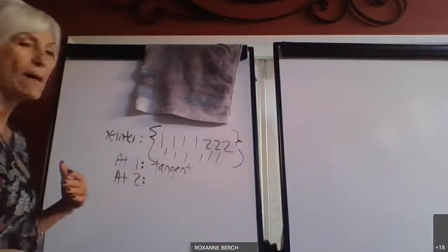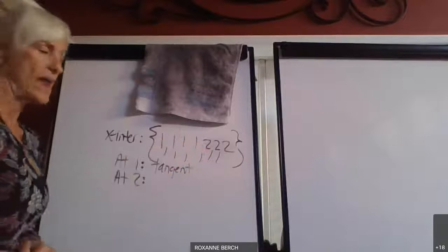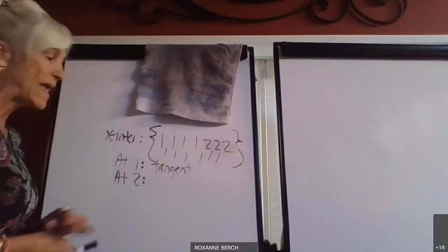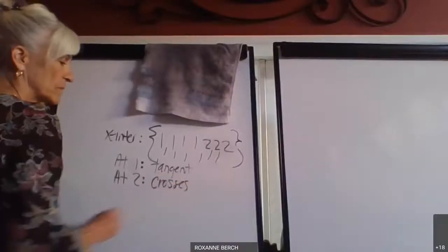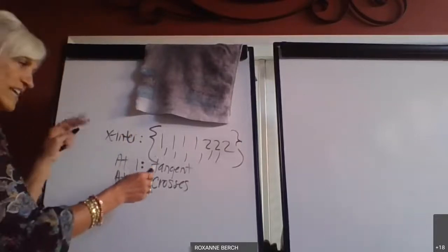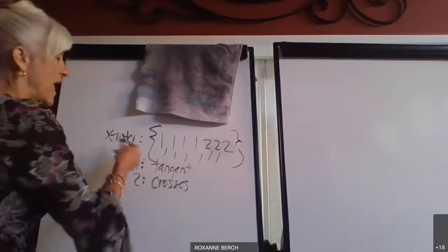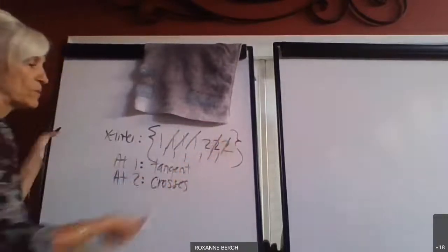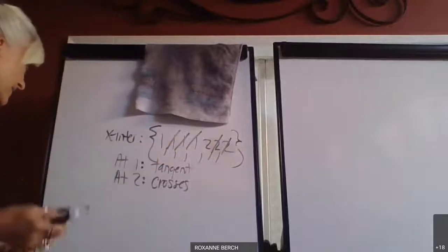Okay. Now, what's happening with the graph at two? Well, how many times does two repeat? Three. That's odd, right? So that means it crosses. So when you do the graph, at one, it's going to touch and turn. At two, it's going to cross. And when you write this answer, you cross out the duplicates because they can be reused in a set.